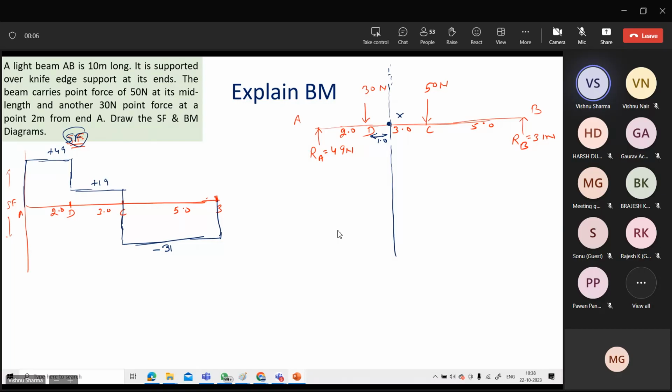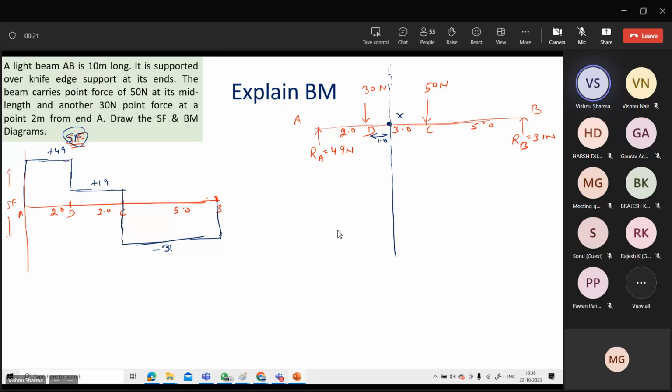Okay, so we have taken this point x. It's a random point, any point. It could have been any other point also, no problem. I have taken a point 1 meter from D. Yesterday we were interested in the force.